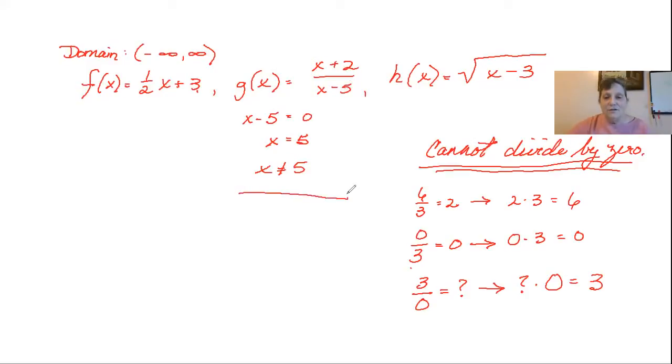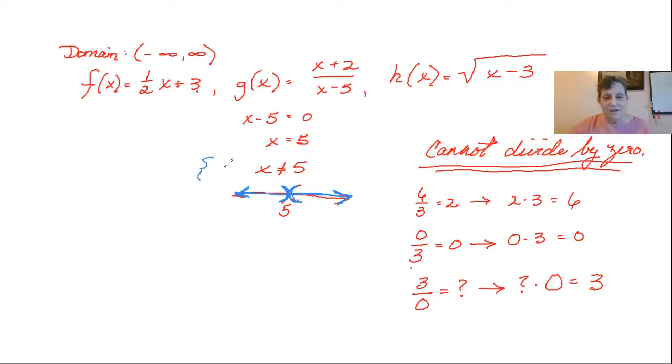The way to show on a graph everything except 5, this is my 5, would be everything over here, parentheses to show it's not included, everything above 5, parentheses to show it's not included. This is everything except the number 5.